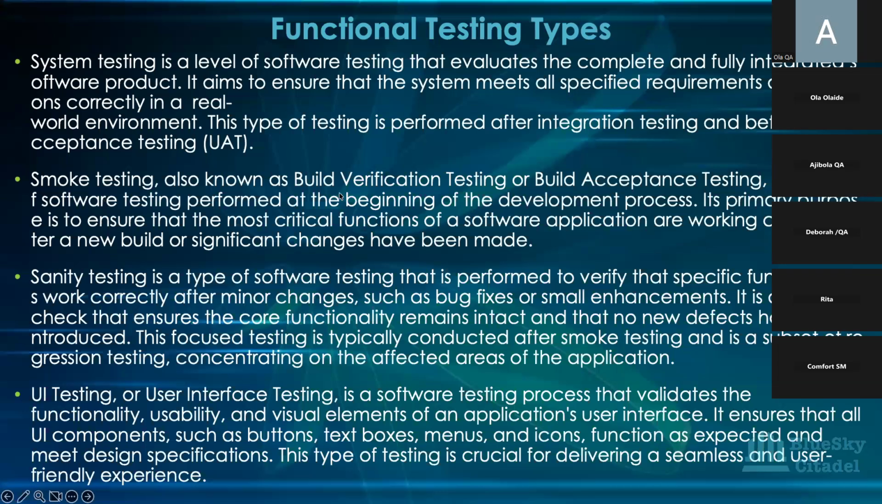It's also known as build verification testing or build acceptance testing. So it is the type of software testing performed at the beginning of the development process. Its primary purpose is to ensure that the most critical functions of the software application are working correctly after a new build or significant changes have been made.